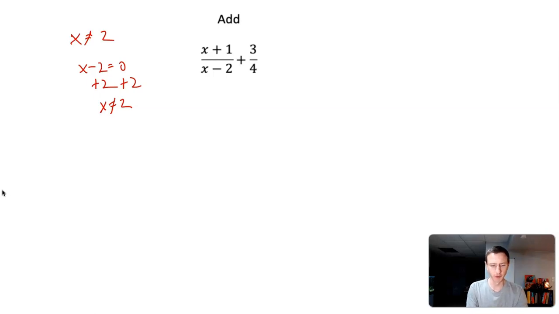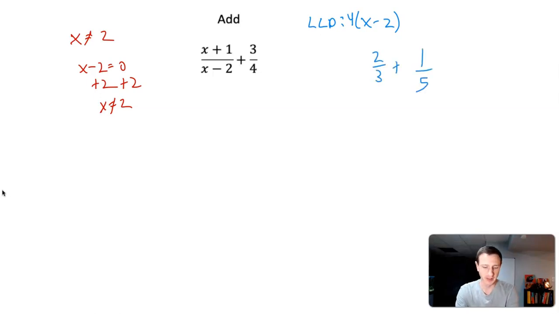Now we want to move on with solving this and trying to add these two expressions together. So we want to come up with the least common denominator. The least common denominator here is going to be x minus 2 times 4. Just like if you had the fraction 2/3 plus a fifth, you would identify the LCD as 3 times 5, because you think about all the multiples of 3: 3, 6, 9, 12, 15, and 5, 10, 15. So they both meet up at 15. So the LCD would be 15. So you'd have to multiply this by 5, multiply this by 3, and then you'd move on from there.